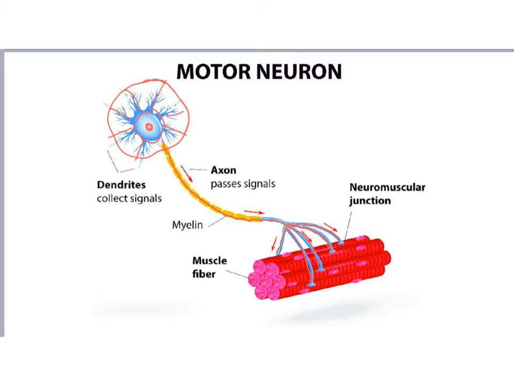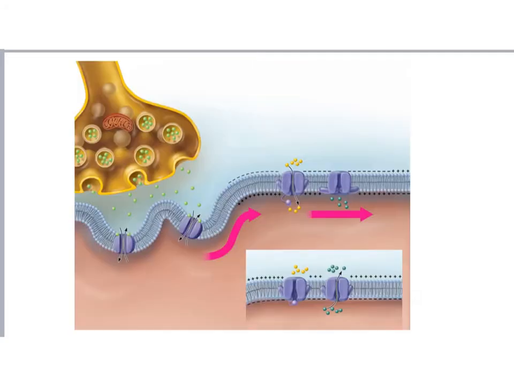And here, where we see the axonal endings or the axon terminals, those are where we see the neuromuscular junction, and that's where all the magic happens. Here's a review of the neuromuscular junction.